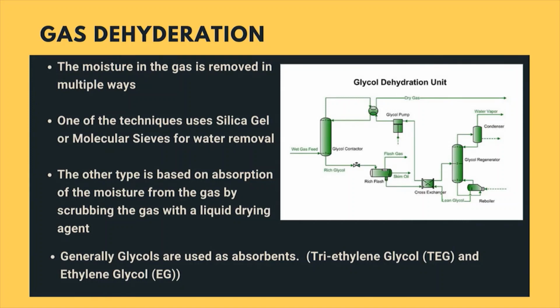One of the techniques uses silica gel or molecular sieve for water removal. The other technique is to use a different kind of chemicals known as glycols. Either triethylene glycol or ethylene glycol is widely used for absorbing the moisture from the natural gas, and then the moisture-free gas is taken to the processing center.